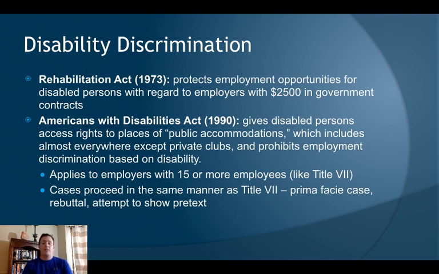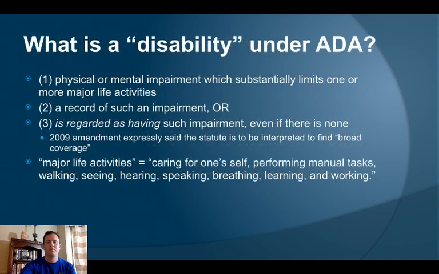And also, like Title VII, these cases proceed in a similar fashion. There's an administrative process that is exhausted before you bring a typical lawsuit, going through the EEOC and having them investigate the claims. Now, people with a so-called disability are protected from discrimination under the ADA and also the Rehabilitation Act. So of course it raises the question, what is a disability?